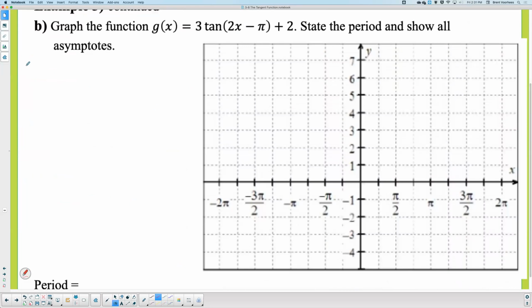All right, step 1. What was step 1? Our asymptotes. So you take the argument and you're going to set it equal to plus or minus. 2x minus pi needs to be equal to a positive pi over 2 and equal to a negative pi over 2. So you set it equal to a plus and a negative pi over 2.